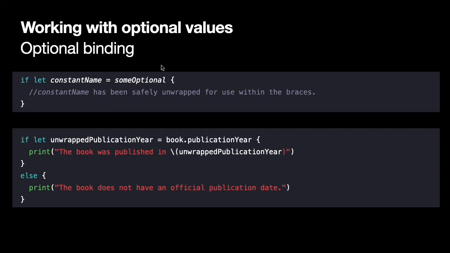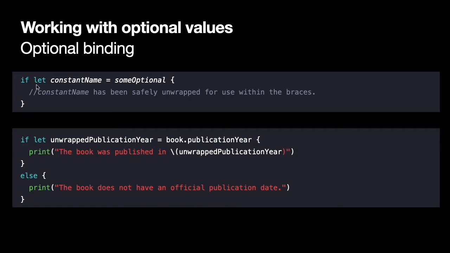If some optional was nil, then this optional binding would fail and we would not execute this code. Here's a second example where we unwrap the book publication year, which, if you remember, was optional. And now we have an unwrapped publication year, and we can print it out. This is a non-optional integer, so we won't have any optional in our printout.